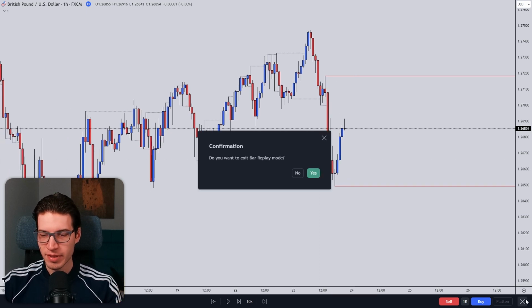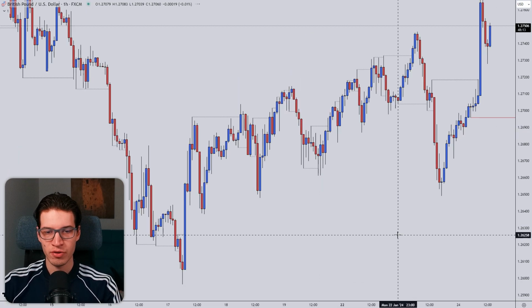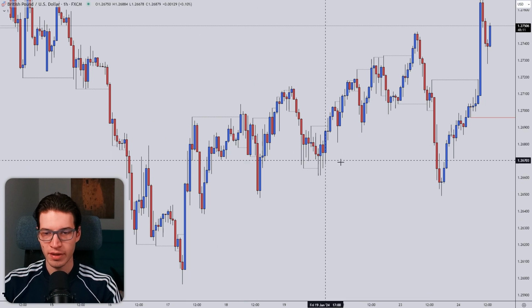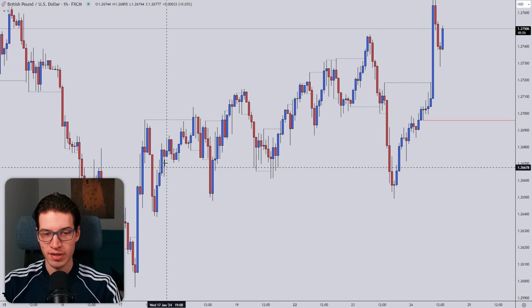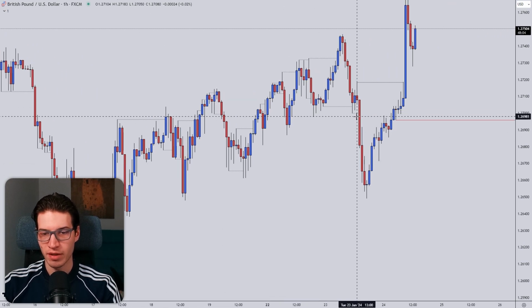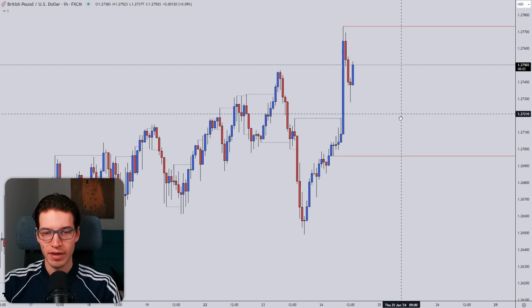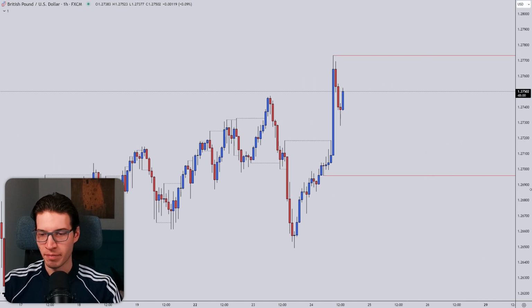So some setups formed, but no entry patterns, especially in the pound. Look to buy here, look to sell right here. Maybe it's for the better because, as you can see, price didn't really push up and price didn't push down at all. So yeah, this time maybe it's better.